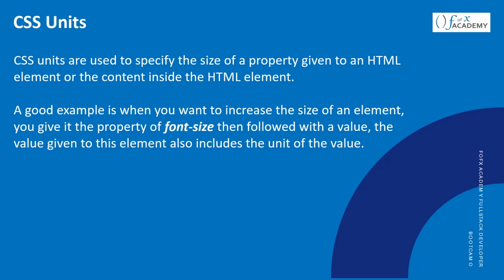Likewise with CSS units, when we are working with fonts, there are different kinds of units we use. A good example is when you want to increase the size of an element. You give it the property of font size, followed by your value. The value given to this element also includes the unit. When you say, okay, I want to increase the font size of my paragraph tag to 32, 32 what? Of course, you put a unit: pixel, rem, em. By the time we get to that, you will understand.